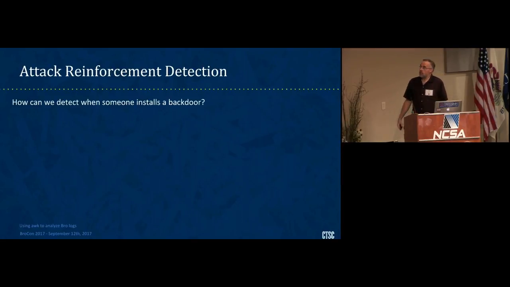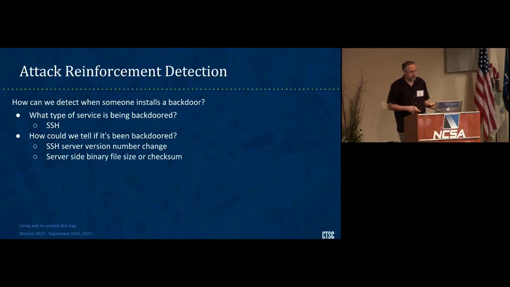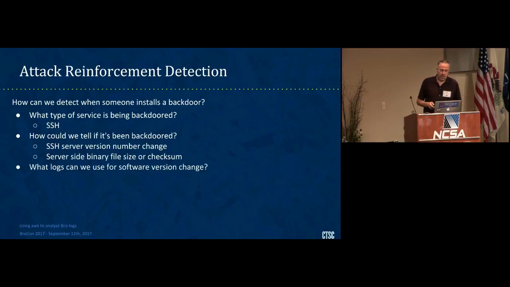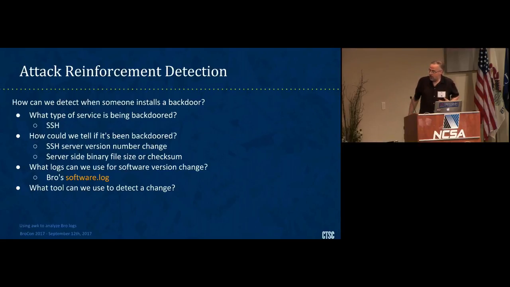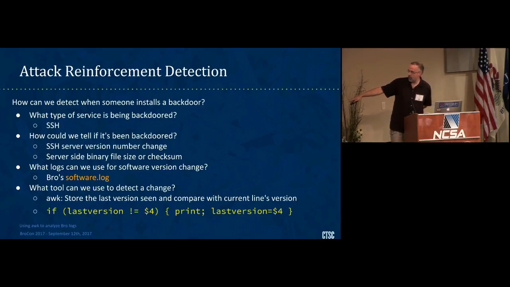How can we detect when somebody installs a backdoor? So what type of service is being backdoored? SSH. You're going to see this over and over again. How can we tell if it's being backdoored? A version number change. And this could be any piece of software, really. So the server-side binary file or checksum changes. We can look inside Bro's software log to see when the version went from one version to a different version. And then we can use awk to store the last version seen and compare it with the current line's version.